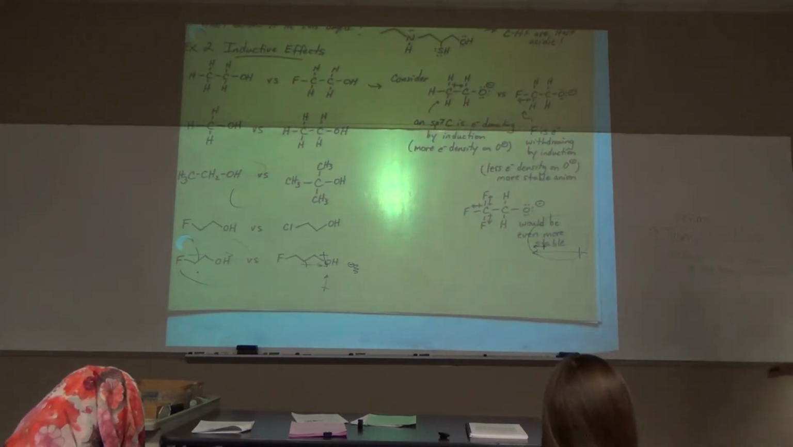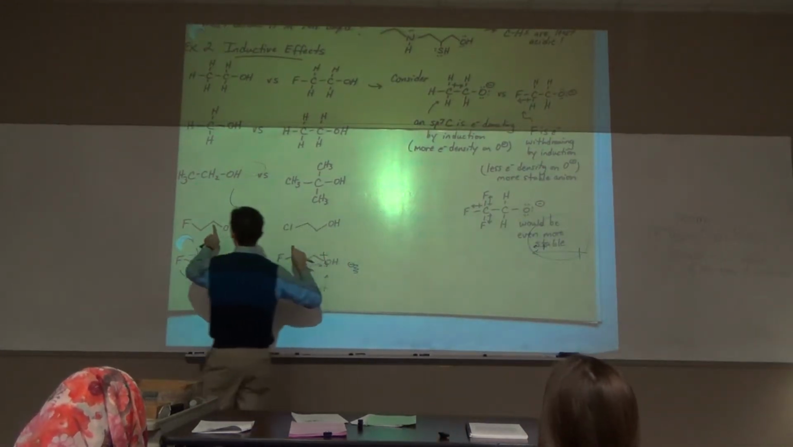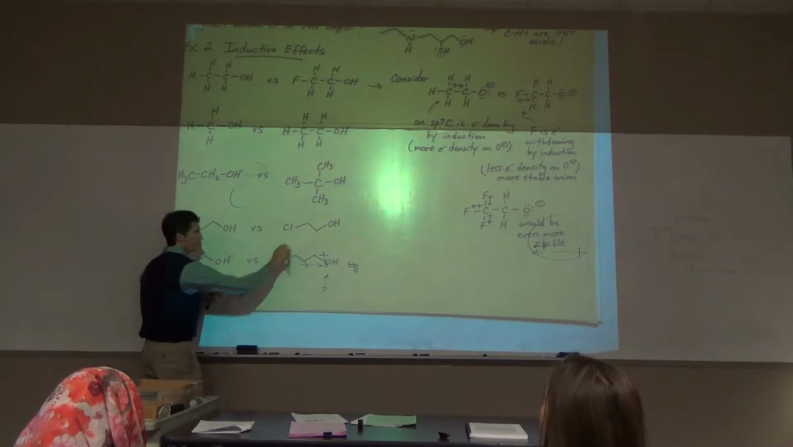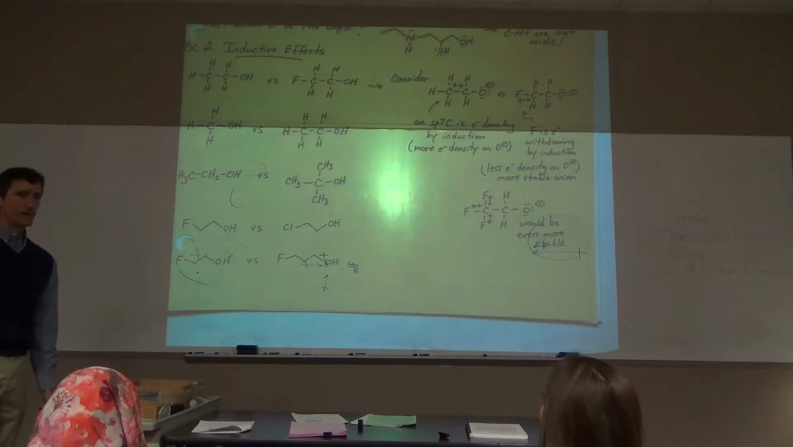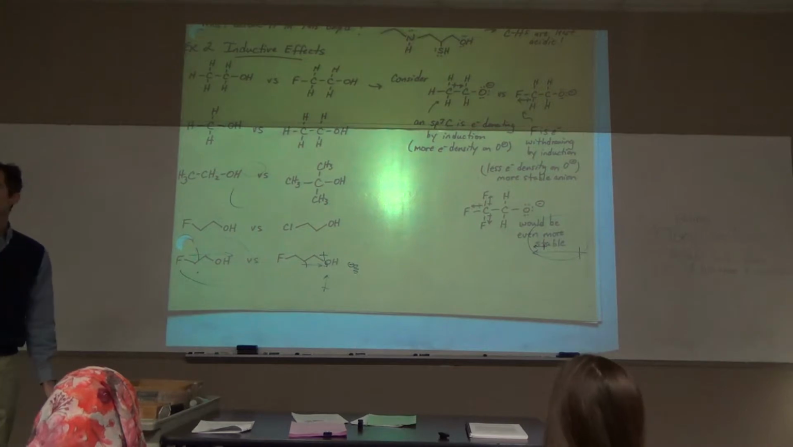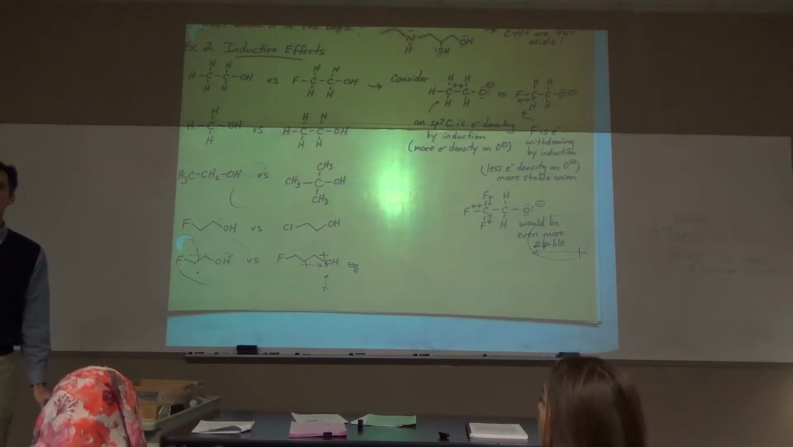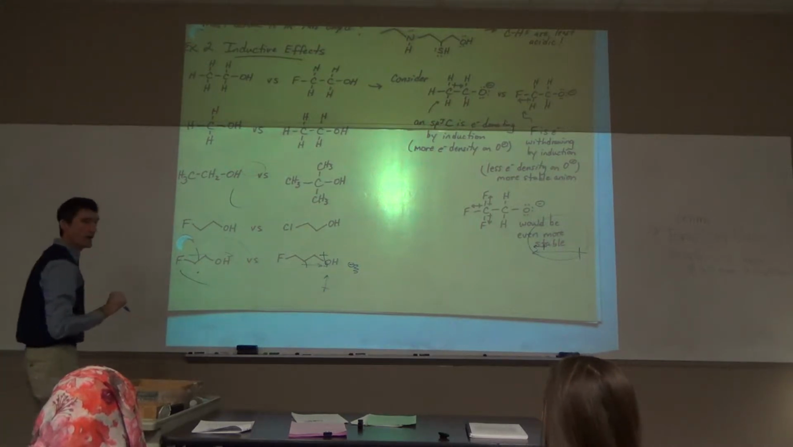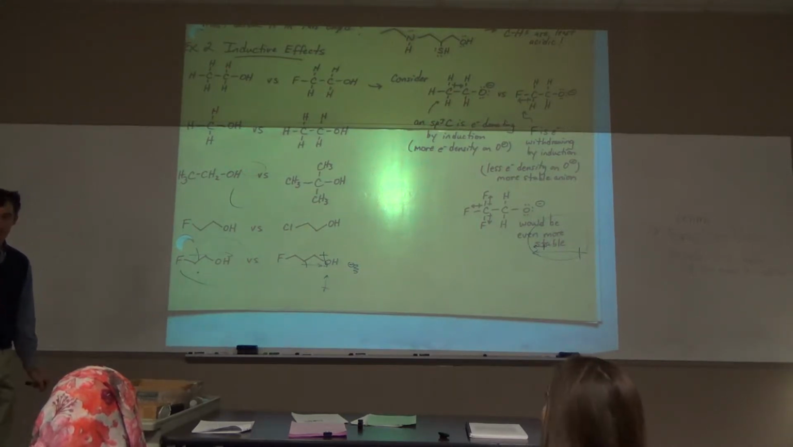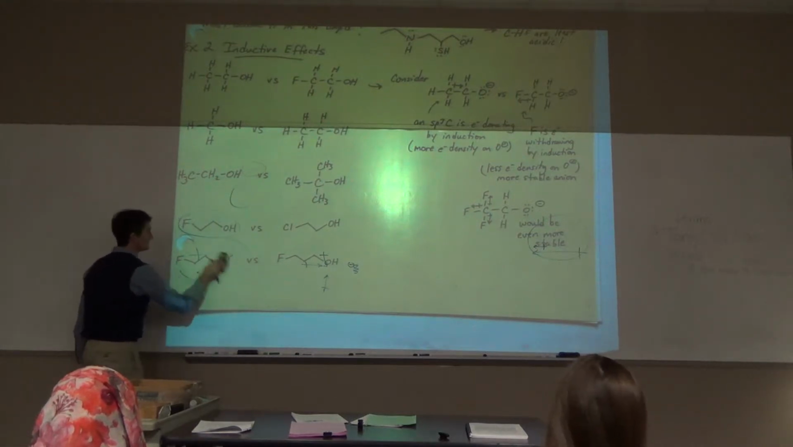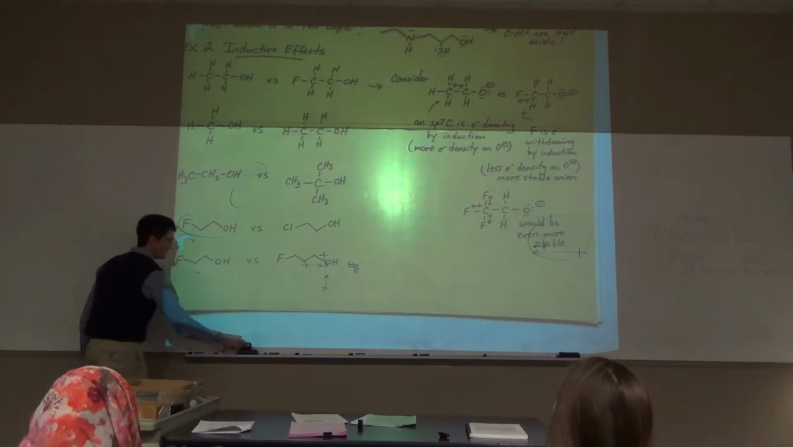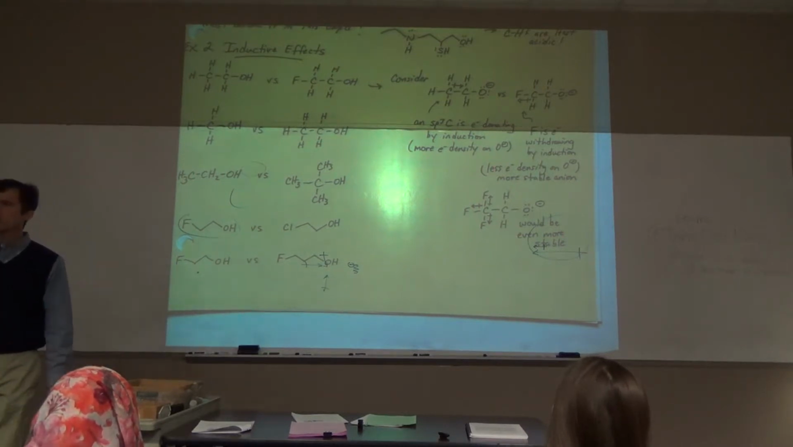Down below, which is more acidic? The alcohol with the F or the alcohol with the chlorine? Who says the one with the F? 3 people. Who says the one with the chlorine? Who did not vote? Okay. Who said F? Congratulations, you're correct. Yes, more acidic. Why? You guys that said chlorine, why'd you say chlorine? The chlorinated compound.